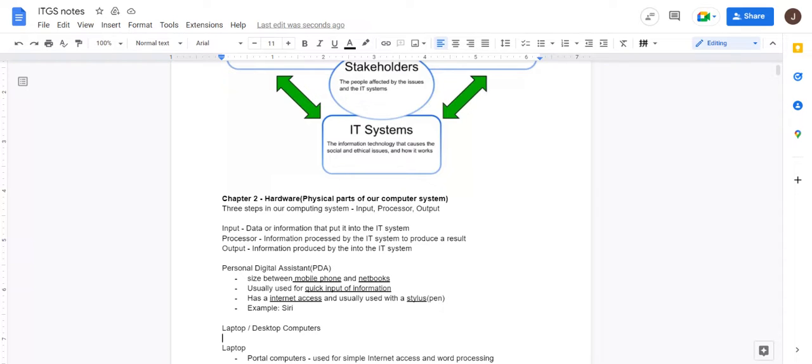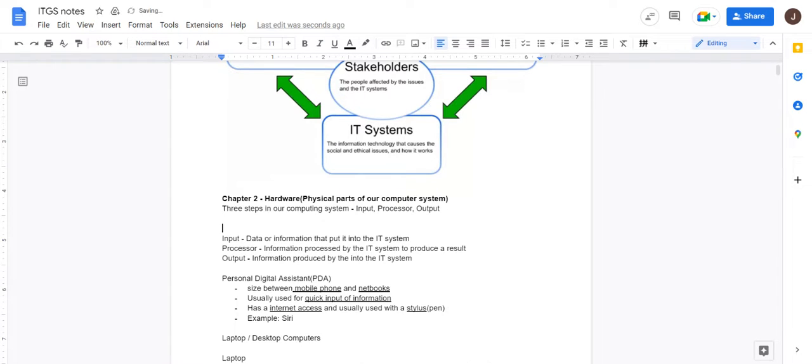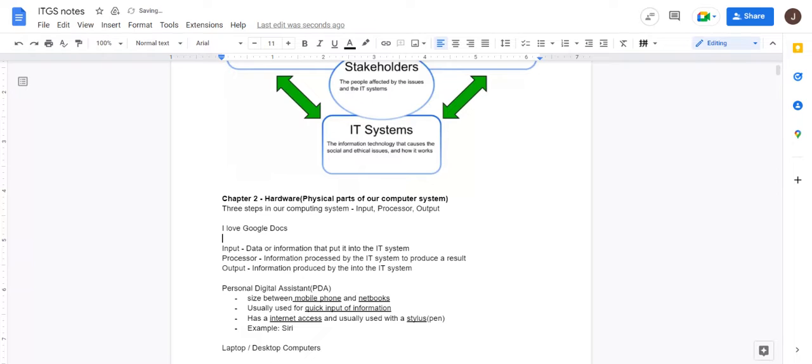Okay, so let's start. There are 3 steps in our computing system. Input, processor, output. Input is basically the thing that you put into the IT system. For example, let's say I put in, I love Google Docs. This is the input, right? The processor is the information being processed by the IT system to produce the result. So basically, after I type in I love Google Docs, the computer will process this string of words, and then it will make a certain reaction.